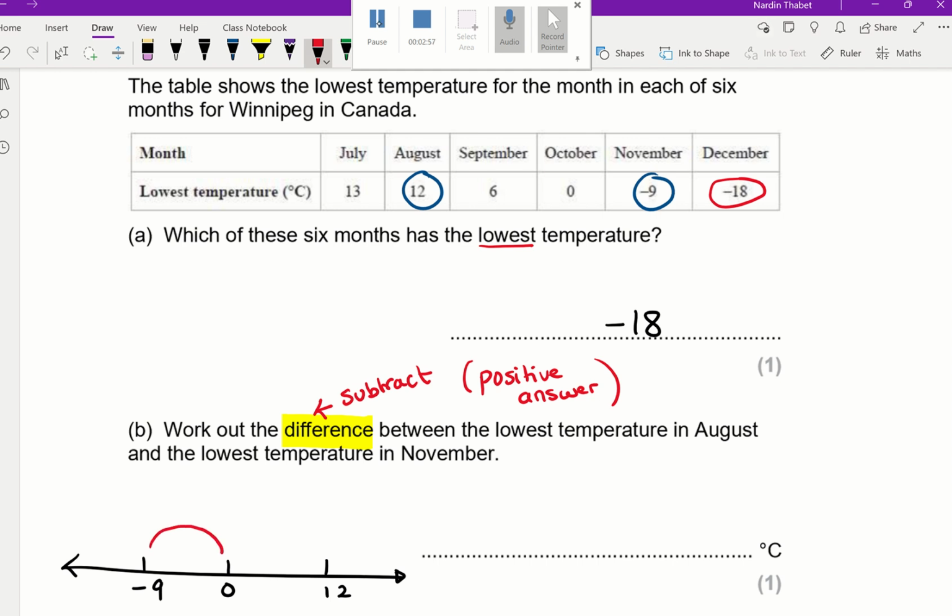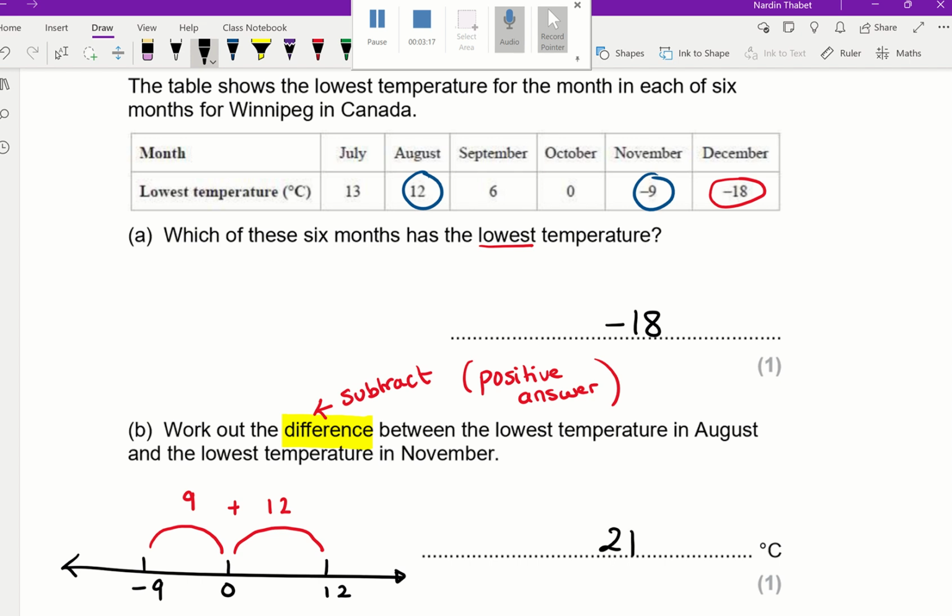So from negative 9 to 0 is 9. From 0 to 12 is 12. And you're basically adding 9 plus 12. And that's what you're finding. So 9 plus 12 is 21.